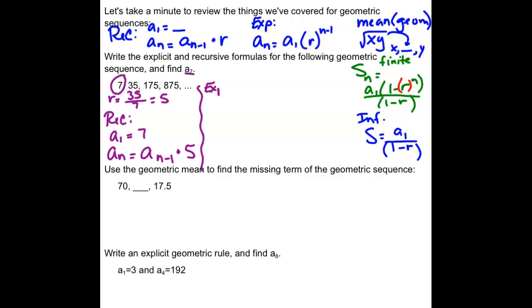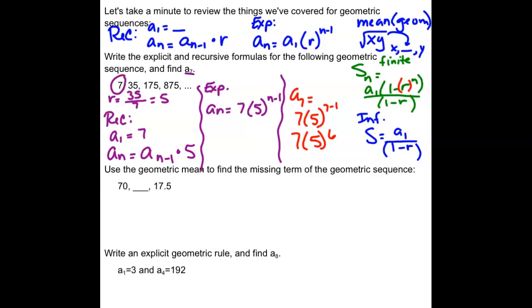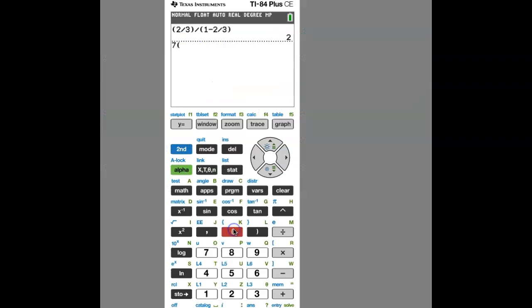Our explicit rule says the nth term is the first term, which is 7, times the r value to the n minus 1 power. And then to find the seventh term, we're going to use the explicit formula and put a 7 in for our power. So 7 times 5 to the 7 minus 1, or 6th power. 7 times 5 to the 6th power. Let's grab our calculators. 7 times 5 to the 6th power. We get 109,375.